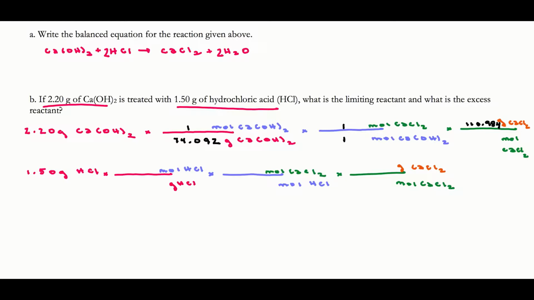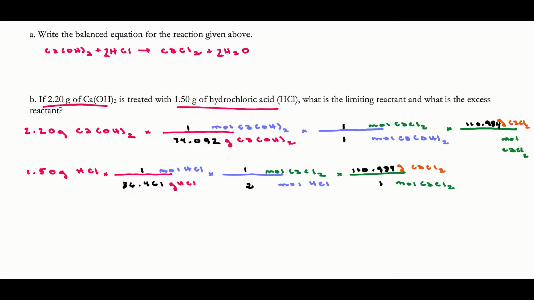Then I need to do the same thing, but for hydrochloric acid. So hydrochloric acid, the molar mass 1.008 plus 35.453. I get a molar mass of 36.461 grams for every 1 mole. Mole-to-mole ratio here, there's a coefficient 1 in front of calcium chloride, a 2 in front of hydrochloric acid, and then I already got the molar mass of calcium chloride. It was 110.984 grams for every 1 mole.